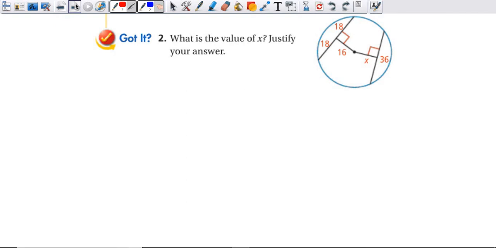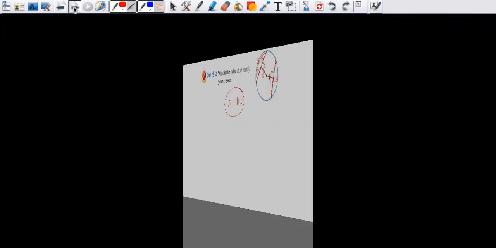So number 2 on that same part says, what is the value of X? Justify your answer. All right, so I was given now that this chord is 36. This chord here is actually also 36 because 18 and 18 makes 36. So if the chords are congruent, then I know they are actually equidistant from the center. So X is 16. There wasn't any solving here, it's just knowing these theorems.